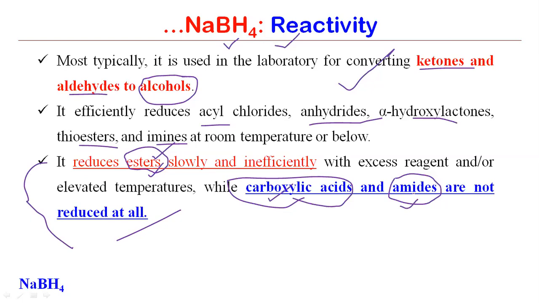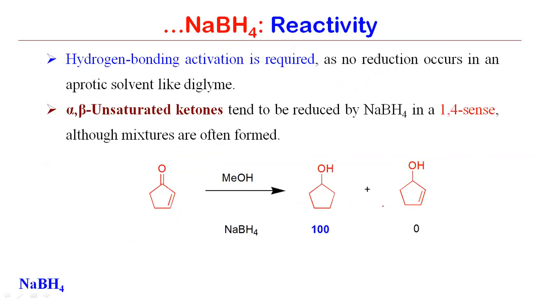All right, so from this slide, actually it is a very important slide, because we have to understand what functionalities can be reduced by sodium borohydride. Generally, carbonyls are reduced into the corresponding alcohol, and there are some other functionalities that can also be reduced, of course, acid chloride, anhydride and hydroxylactones. But sodium borohydride cannot reduce ester, carboxylic acid and amides under normal conditions.